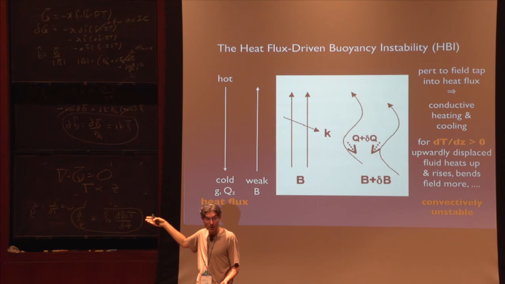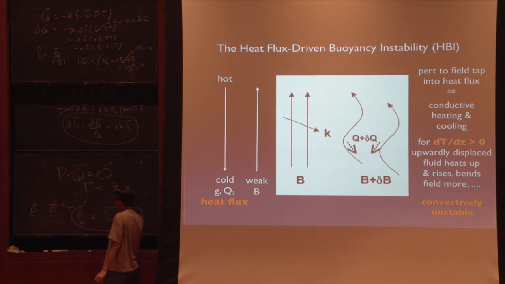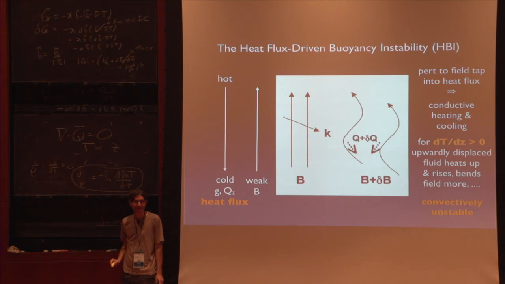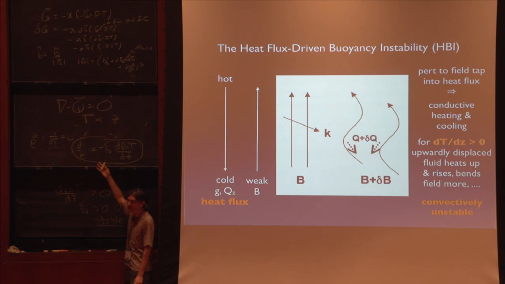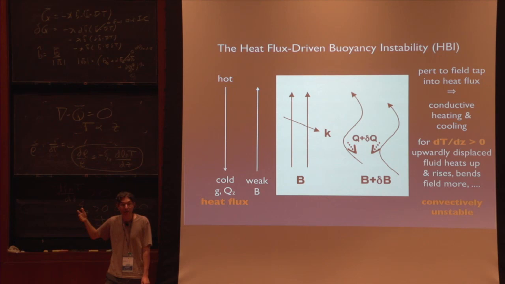So if you just go through the same algebra that we did, and the notes go through this, what you find is that there's a minus sign there. What that means is now, when the temperature gradient is positive, the density perturbation is negative, and I have a buoyancy instability. So it's analogous physics, but it's tapping into this background heat flux to generate buoyancy.